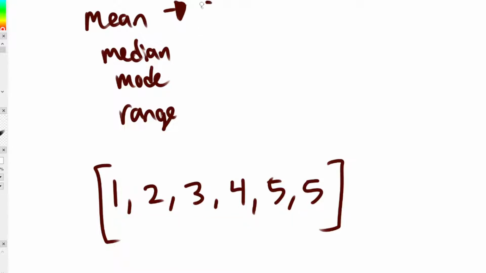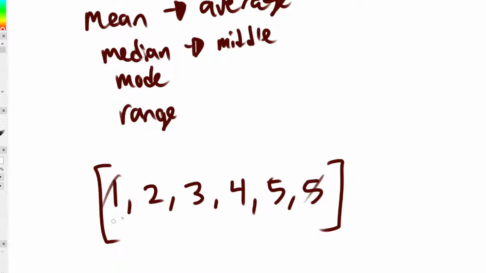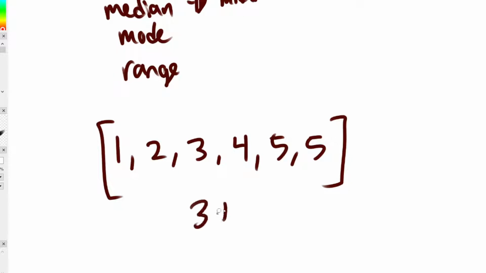The median is the middle. So 1, 2, 3, 4, 5, 5. We have 2 medians here. When you have 2 middle points, you're going to add them together. So 3 plus 4, and then divide by 2, which will give you 3.5. If we were missing this 5, then our median would just be 3. But since we have that 5, it's going to be 3.5.